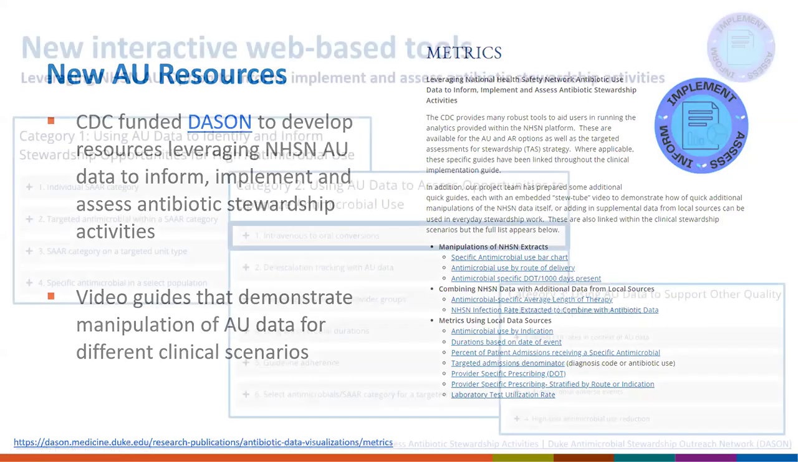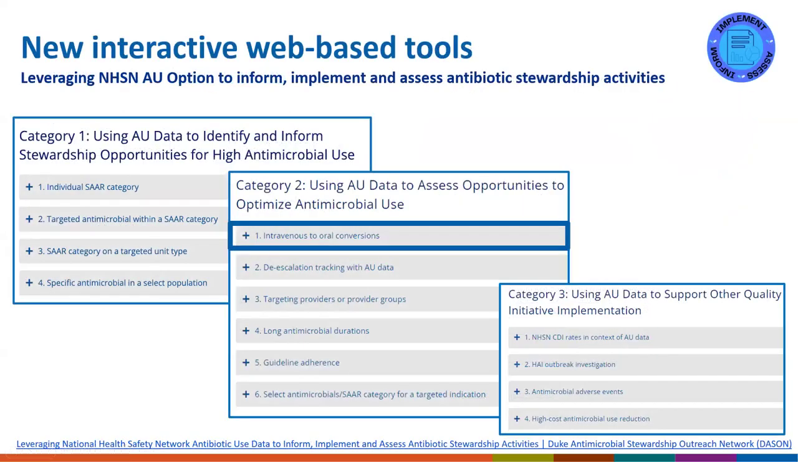The interactive web-based tool illustrates 5 clinical scenarios based on stewardship experience for using NHSN AU data for action. We're really excited to post more examples of how to use NHSN AU data for action. The clinical scenarios are divided into 3 categories. The first category is using AU data to identify and inform stewardship opportunities for high antimicrobial use, such as an individual SAR category. The second is using AU data to address opportunities to optimize antimicrobial use.